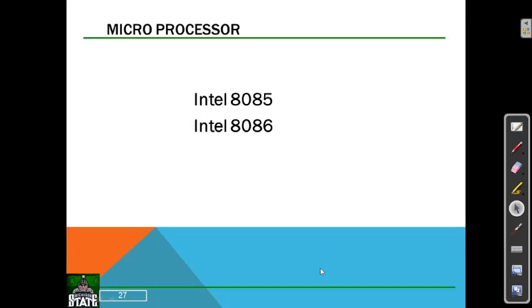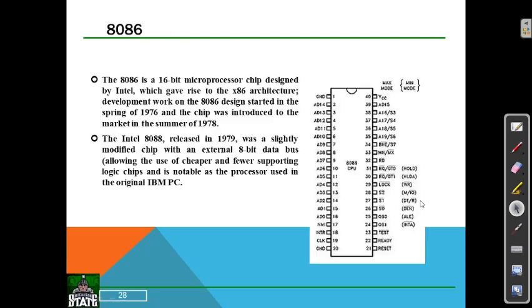Today we are going to see about the microprocessors Intel 8085 as well as Intel 8086. This is the pin configuration of 8086. It has 40 pins.